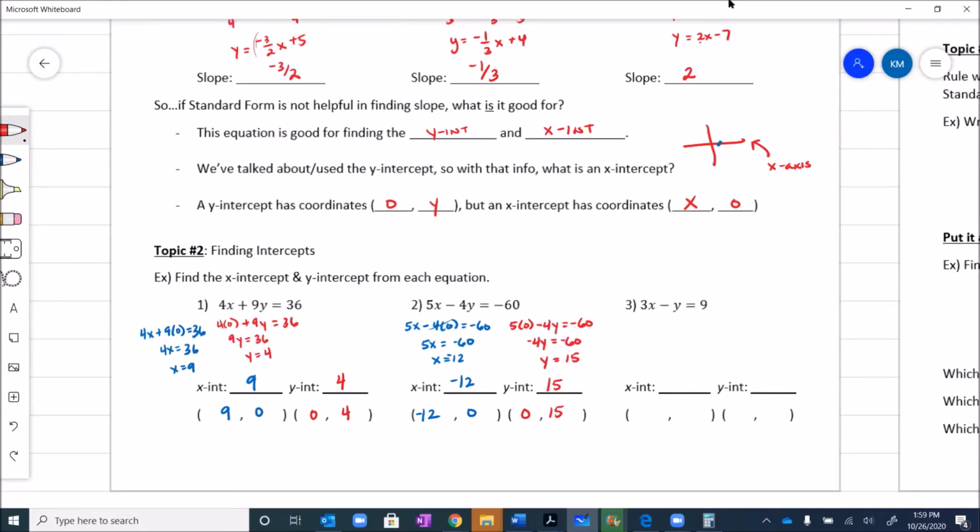There we go. So 3x minus, plugging in 0 for y, equals 9. So 3x equals 9. X will be 3. My x-intercept's at 3. That coordinate is 3, 0. Find y. 3 times 0 minus y equals 9. So negative y equals 9. Divide by negative 1 or multiply by negative 1. Y will equal negative 9. 0, negative 9. And so that's how we find our intercepts using standard form.